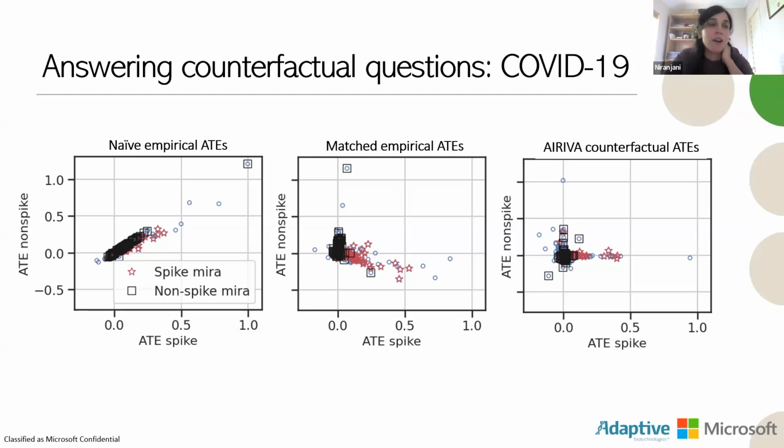It has limits to how far we can subgroup like this, and we can see that, for example, in this case, we end up with a slight negative association between the spike MIRA hits with respect to non-spike. Instead, if we use AIRRIVA to generate counterfactual repertoires with respect to the spike and non-spike labels, using all of the same data and labels as the naive approach, we can effectively separate spike and non-spike with almost entirely decorrelated ATEs. So the spike response all along and non-spike response all along their respective axes.